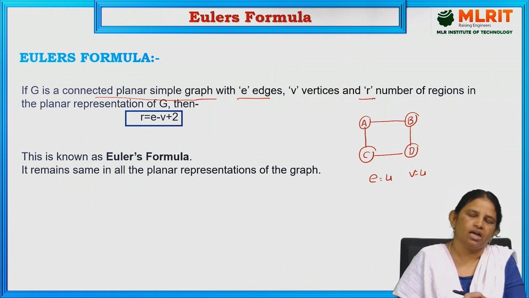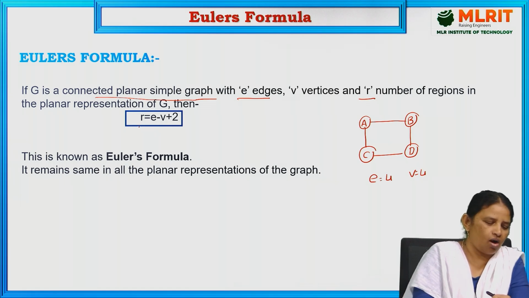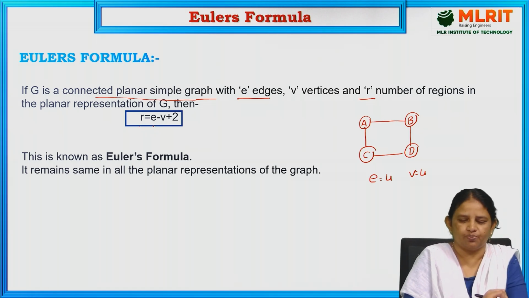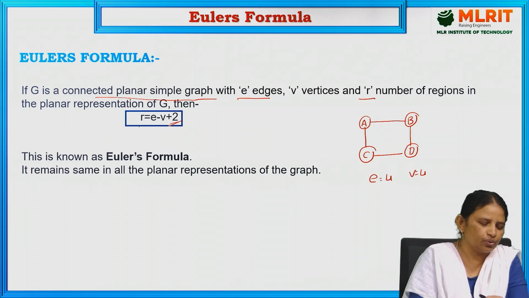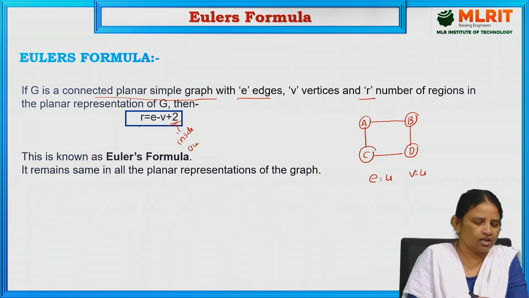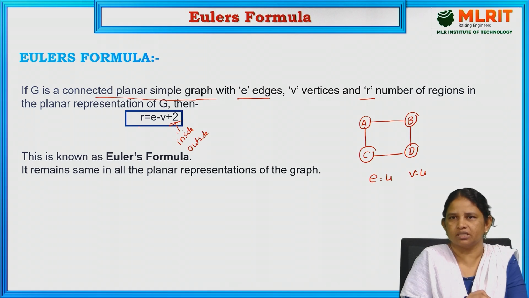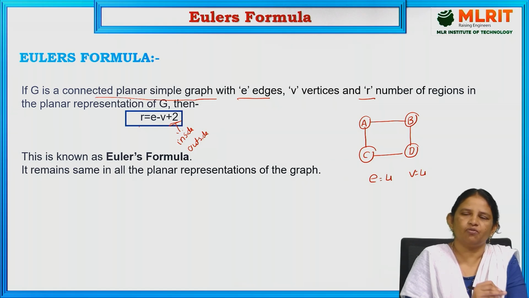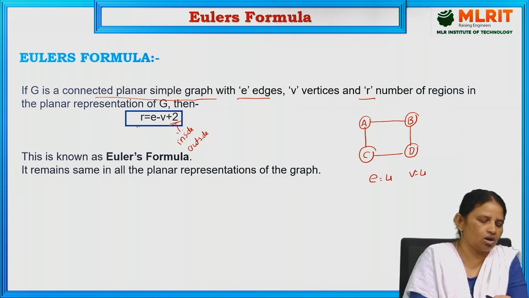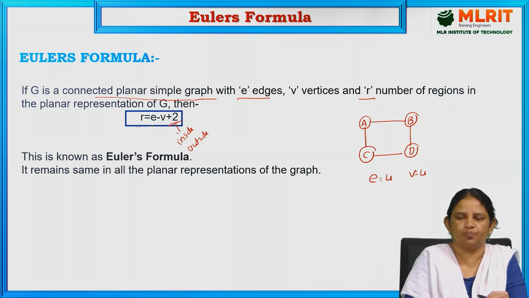Then we can say that the planar representation of G is R equal to E minus V plus 2. Why have we written 2? Because there are 2 regions. One is the inside of the graph, which is one region. Another is the outside of the graph, which is another region. That's why for any graph, a maximum of 2 such regions is possible. That's why in the formula itself it is written as R equal to E minus V plus 2.